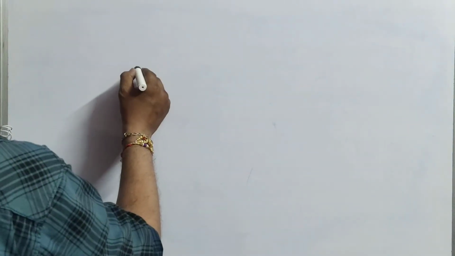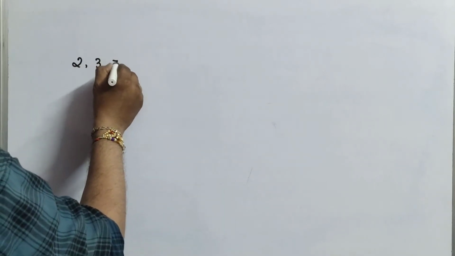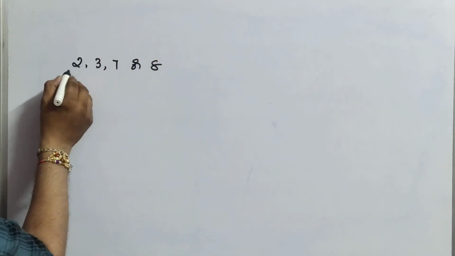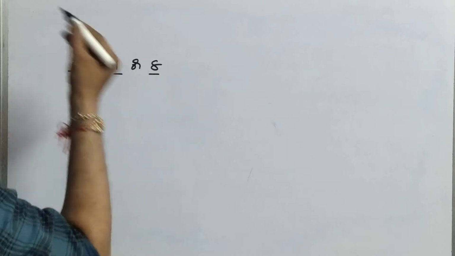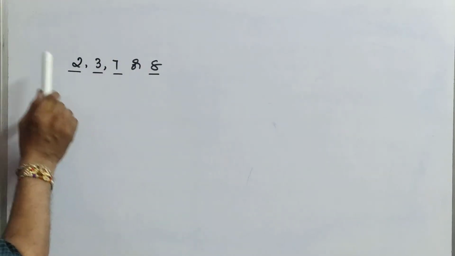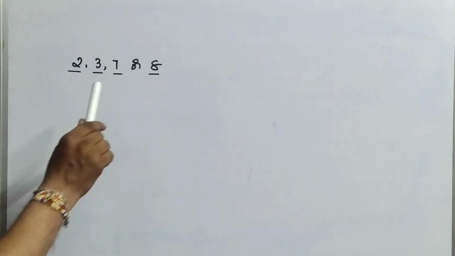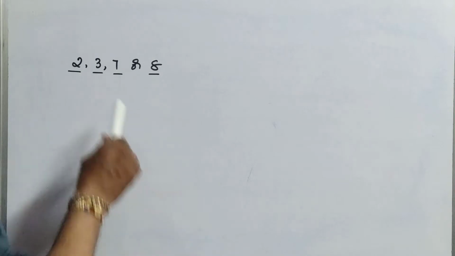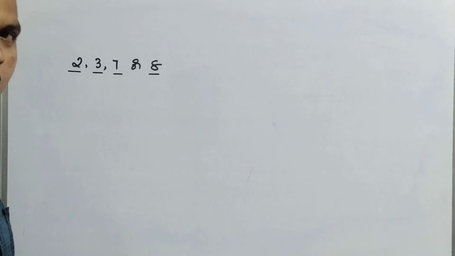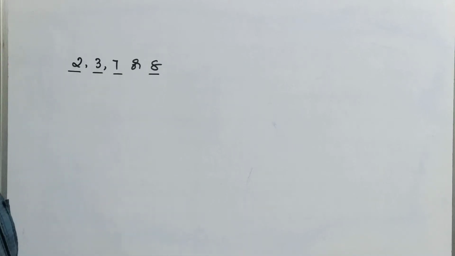Here the digits like 2, 3, 7 or 8, that means if the digits 2, 3, 7, 8 are there in the units place, they all come under what? Not a perfect square number. That means there is no need to find its square root.